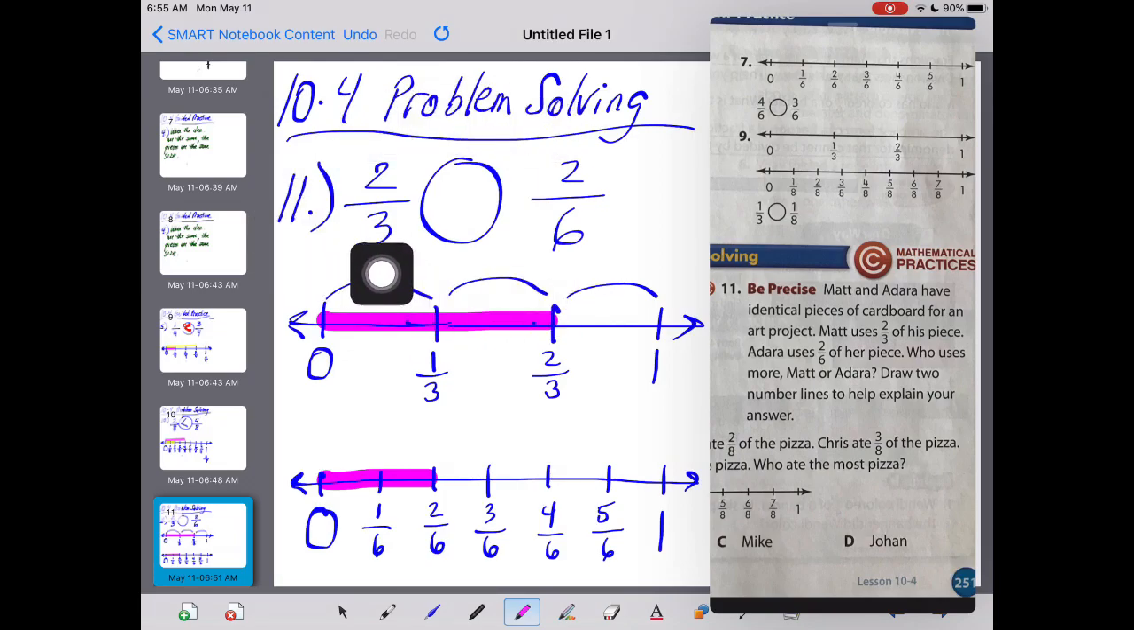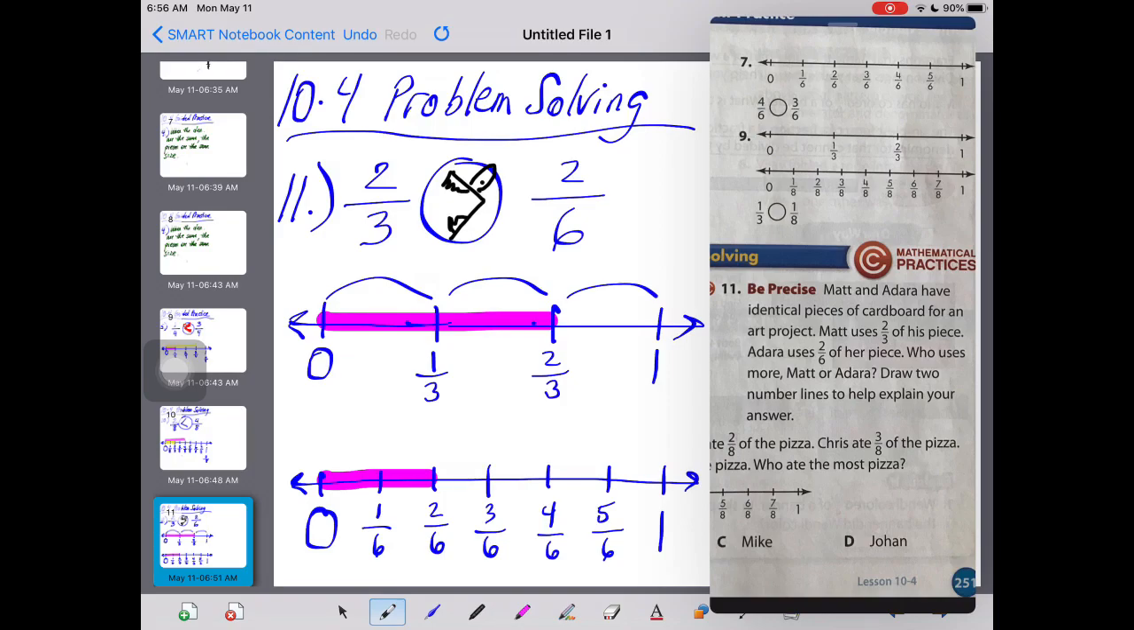And as you remember, if the numerators are the same, you can just compare the denominators. The bigger the denominator, the smaller those pieces are. And so here we can see that 2/3 is definitely greater than 2 sixths. And we've demonstrated that by showing that on the number line.